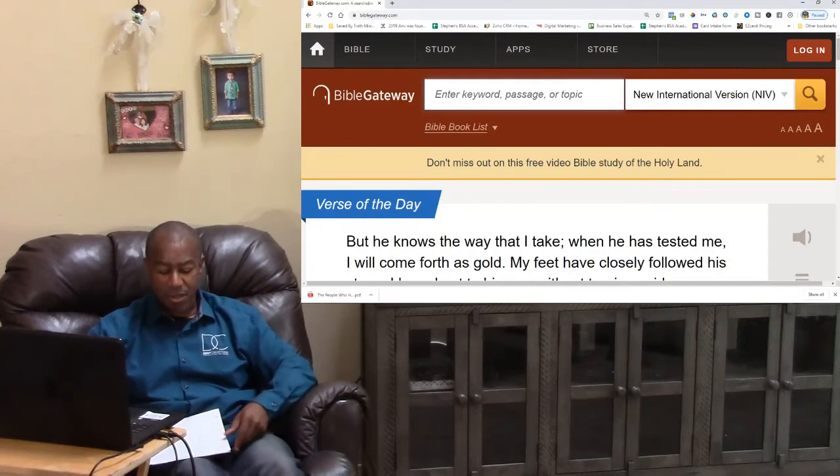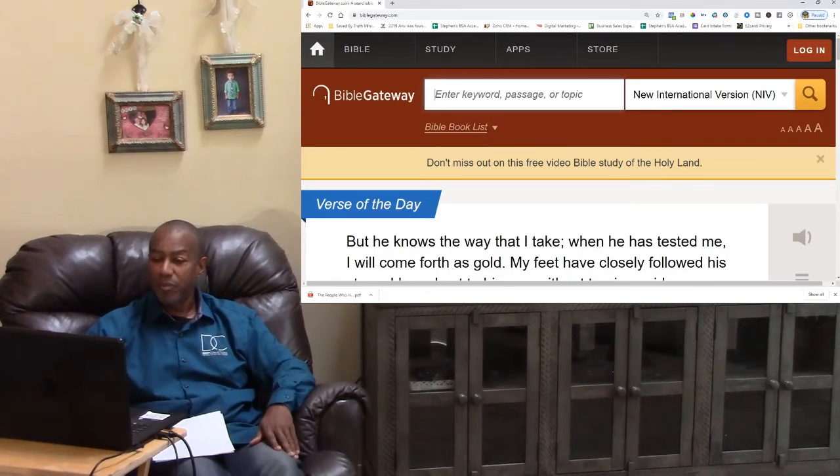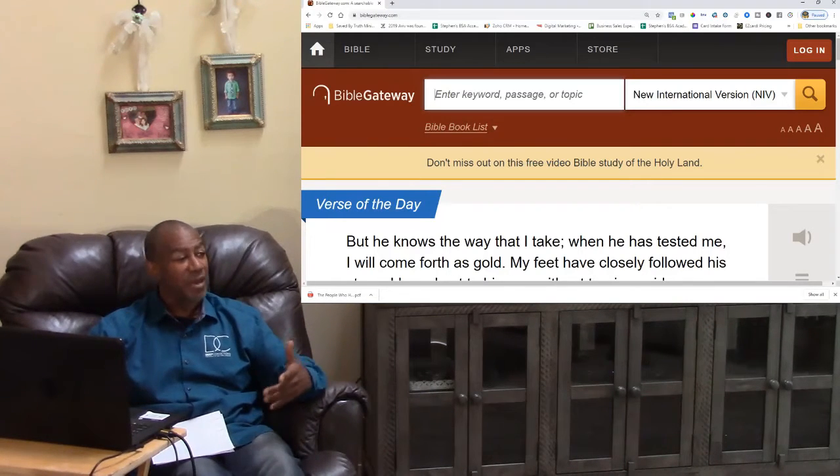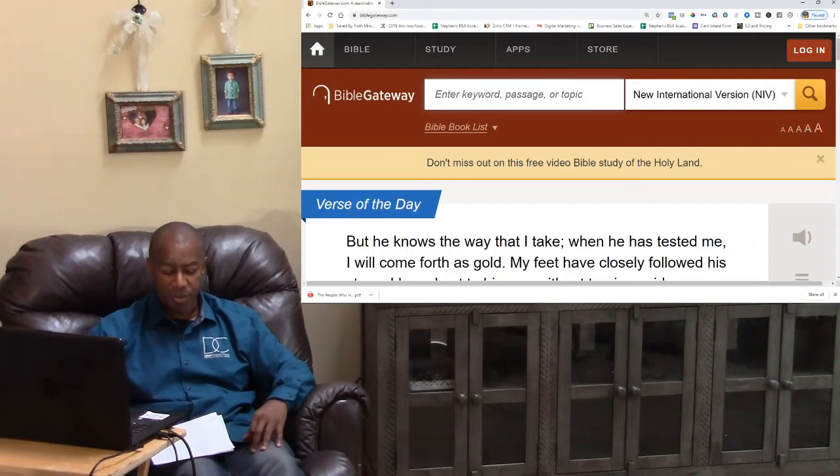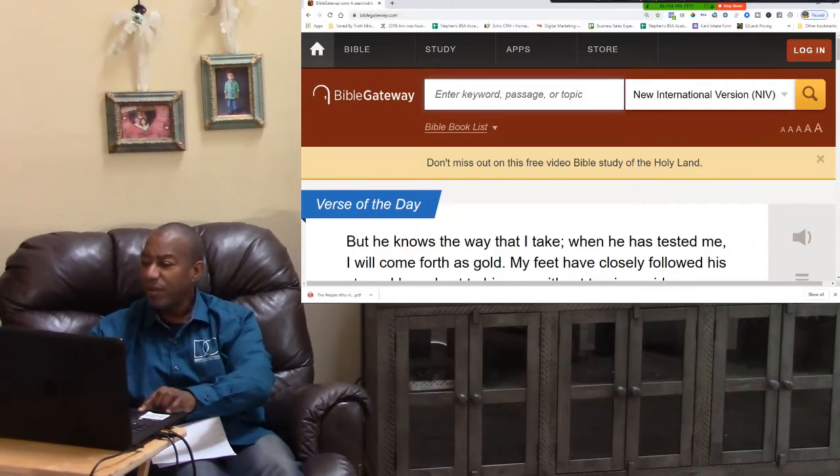Title of this message is, "The people who have the ark will be saved and protected." So God protects his people who have the ark of the covenant. And we're going to be looking at scriptures on that today. Because God wants you to know, there's nothing to fear.